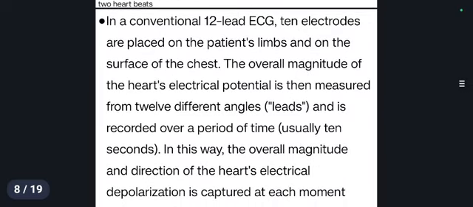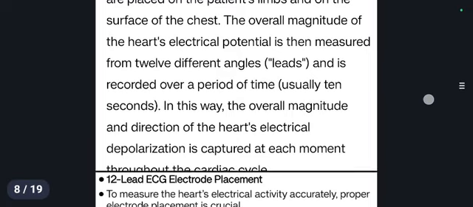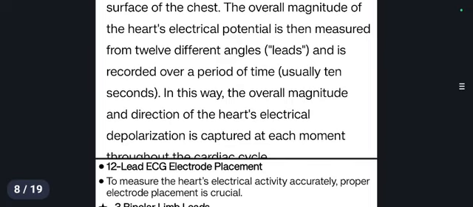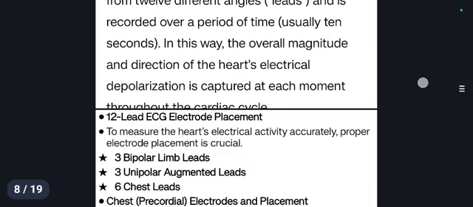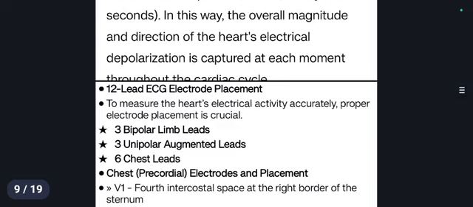In a conventional 12-lead ECG, 10 electrodes are placed on the patient's limbs and on the surface of the chest. The overall magnitude of the heart's electrical potential is then measured from 12 different angles, leads, and it's recorded over a period of time, usually 10 seconds. In this way, the overall magnitude and direction of the heart's electrical depolarization is captured at each moment throughout the cardiac cycle. There are 12 leads which are used to measure the electrical activities of the heart.